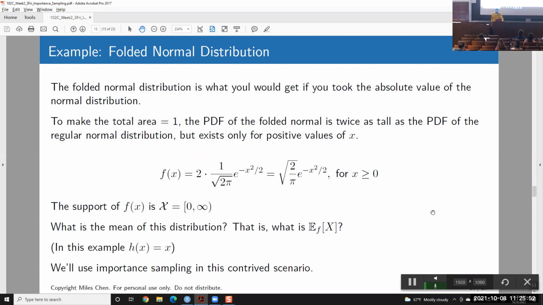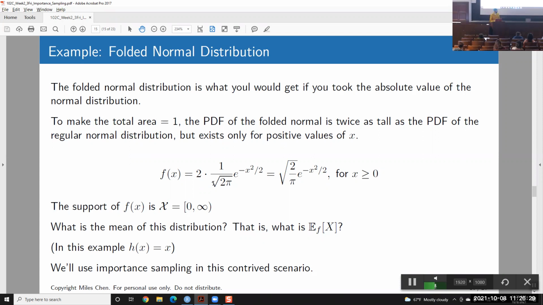Okay, so here we're going to look at something called the folded normal distribution. What if you have a normal random variable, but then you took the absolute value of it? Basically, you have just half of the normal distribution, but it's twice as tall because it has to integrate to 1, right? So we're just taking the normal distribution. This is the PDF of the standard normal, and then we're making it twice as tall.